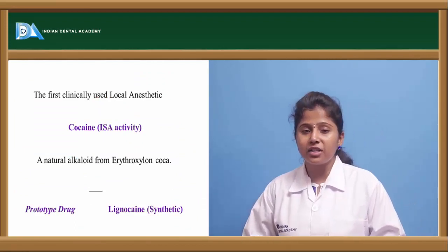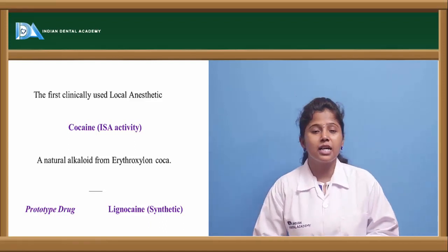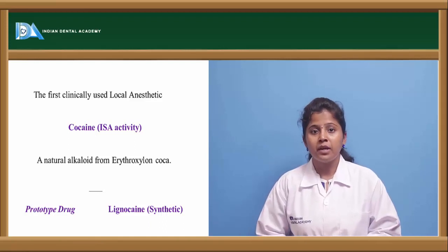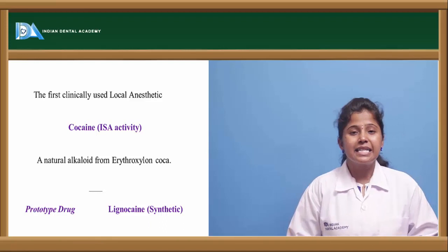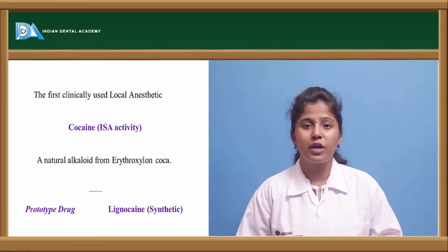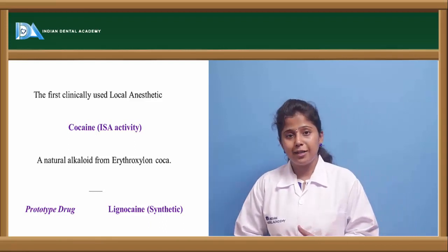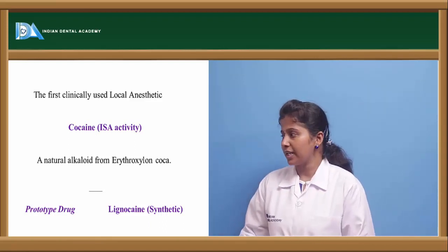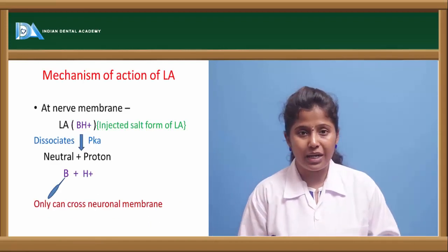Cocaine is the first local anesthetic to be discovered, and it is a naturally occurring plant alkaloid from the plant called Erythroxylon coca. So this is one of the prototype drugs from which lignocaine is synthetically prepared in order to show its local anesthetic action. Now let us see the mechanism of action of these local anesthetics.